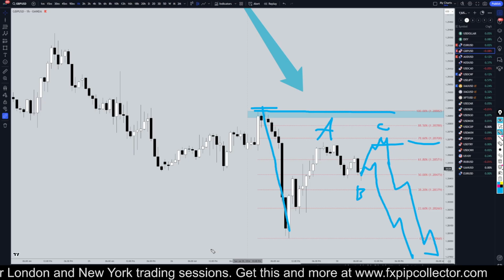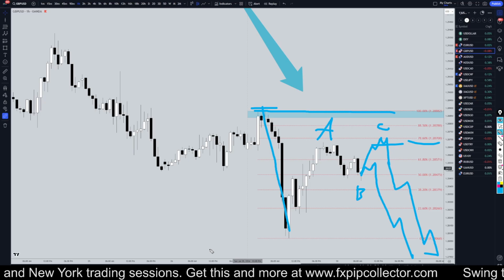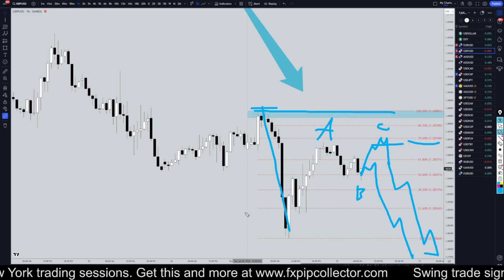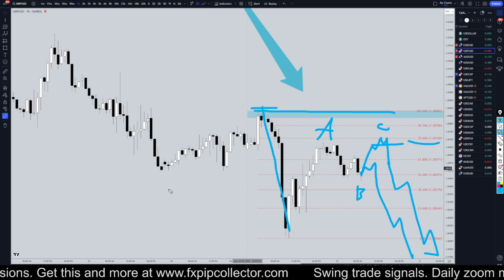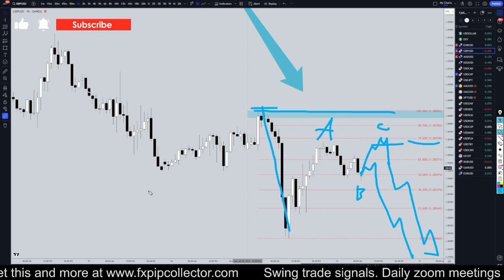Either way, I'm still looking for shorts in a downtrend, at least until we get a break of structure to the upside, or we get a double bottom at a Fibonacci level and a break of structure, which neither of those we have yet on the higher time frames.